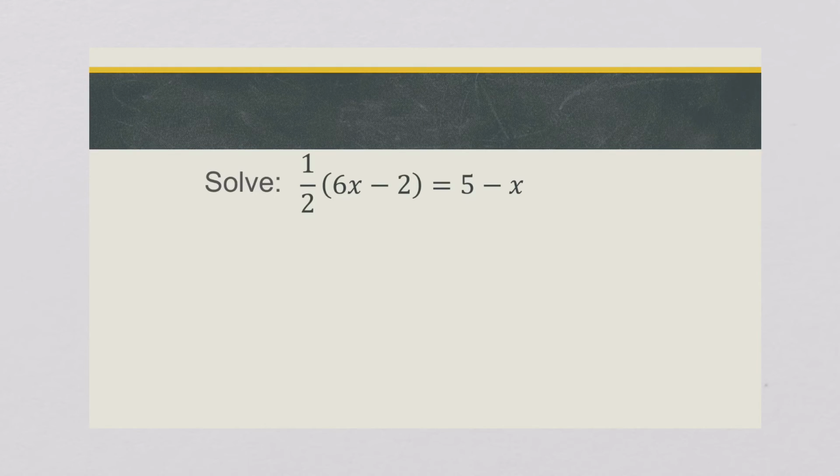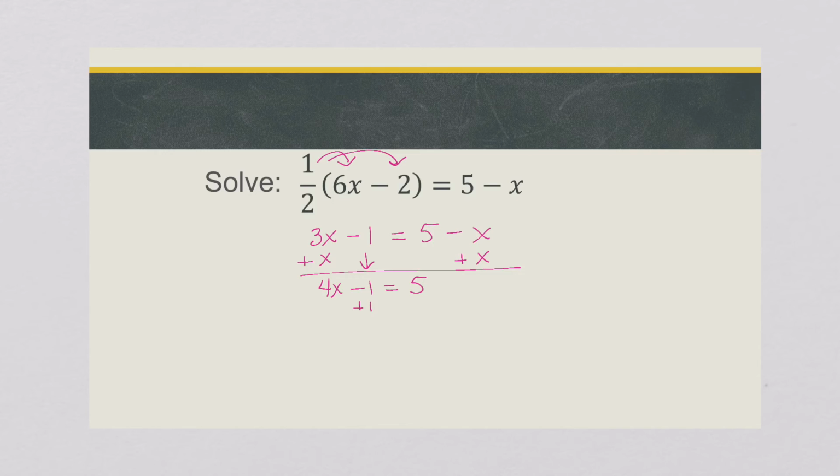Alright, so I've got to distribute my 1/2 times each term inside the parenthesis. 1/2 times 6x is 3x. 1/2 times a negative 2 is a negative 1. Notice how I have a constant term on the left and right. I've got a variable term on the left and right. I'm going to grab my smaller variable term and move it to the larger one. 3x plus x is 4x. Bringing that straight down.